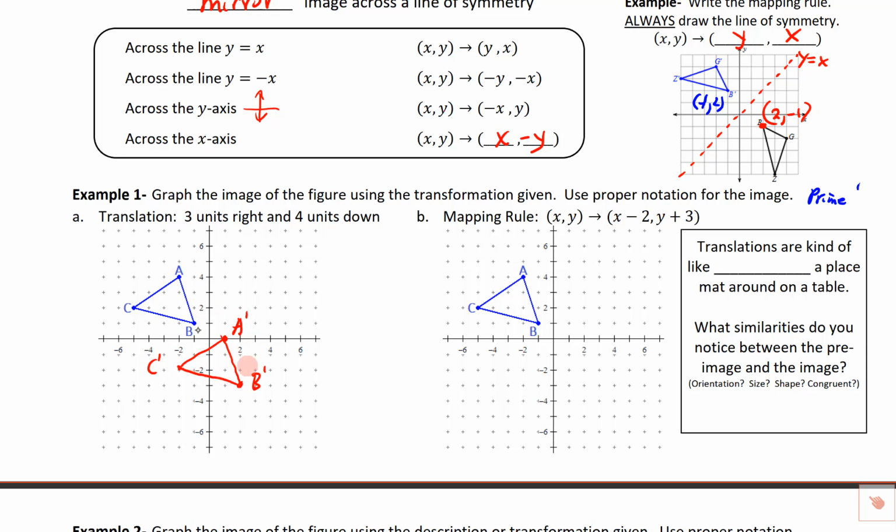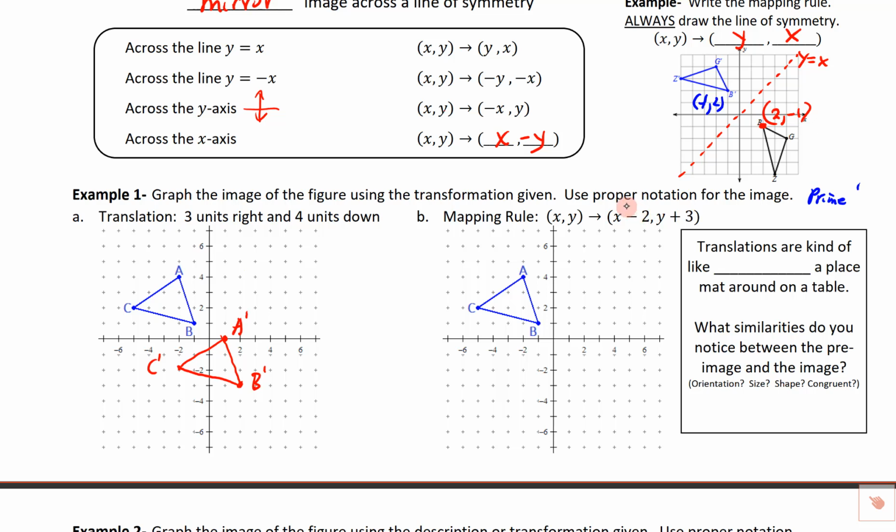So notice that this new one, the image, is just like the pre-image. We've just slid it around. Okay, so on this one, they didn't give us a phrase to describe this, a verbal description. They gave us a mapping rule. So remember, if we take x and we subtract 2, that's going to do exactly what we think this time.